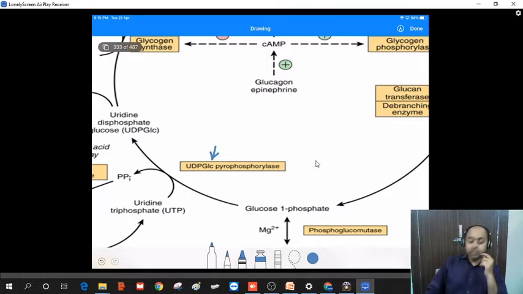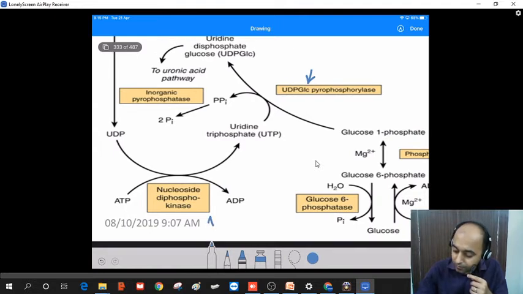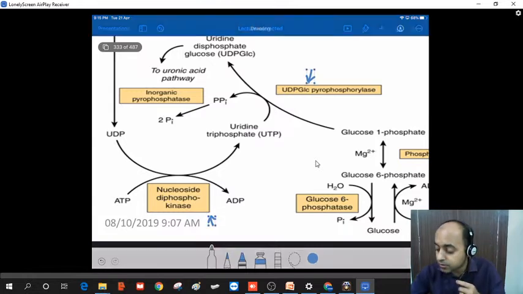The second enzyme, which recycles the UTP, is the nucleoside diphosphokinase. The nucleoside diphosphokinase will recycle the UDP; it is converted to UTP by the action of nucleoside diphosphokinase. I'll again repeat, these enzymes are generally not asked, but if you want, you can note them down. So UDP glucose pyrophosphorylase and the nucleoside diphosphokinase.